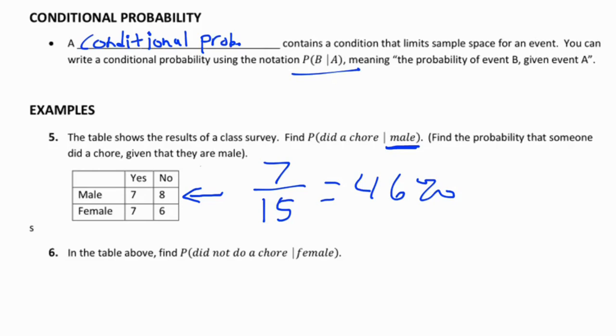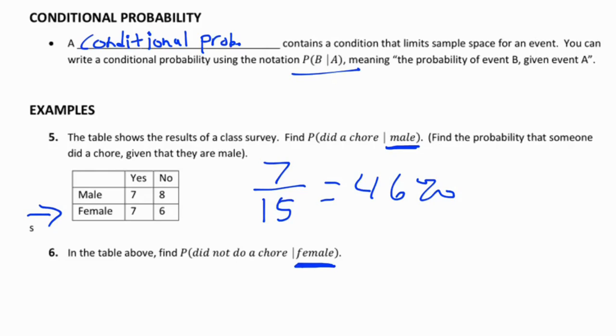Okay? So now look at number 6. In the table above, we need to find the probability of somebody that did not do a chore given that the person is a female. So that means in this example, we are only going to look at the females. We're only going to look at the female column because female is our given here.